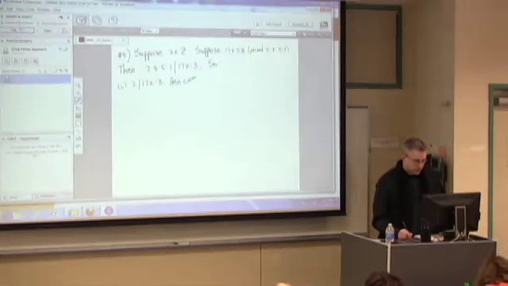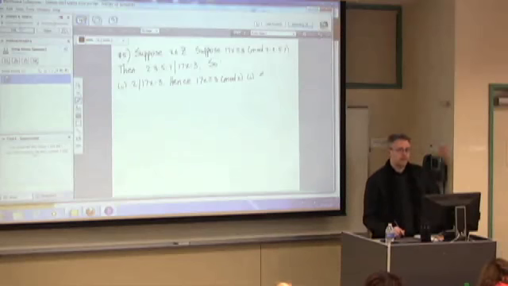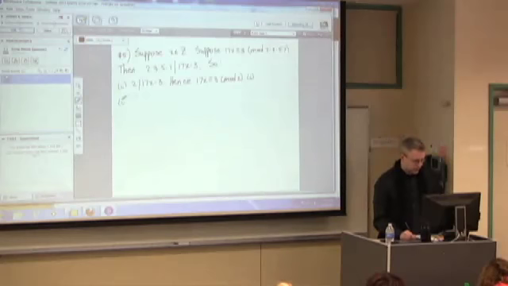But what does this mean in terms of congruences? This means that 17x is congruent to 3 mod 2, right? Okay? I'm not going to do all of these, but you probably can see where I'm going with this.